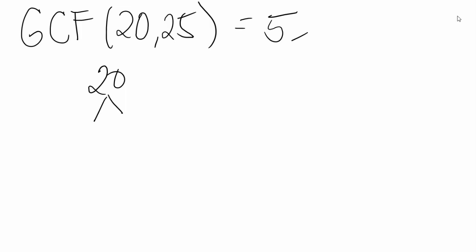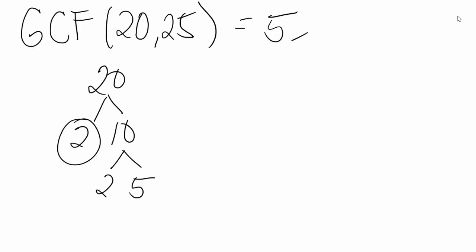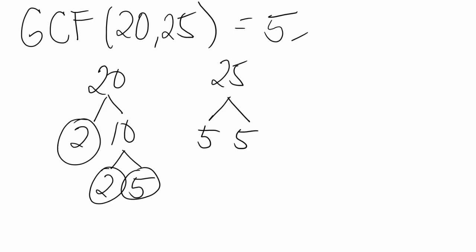So let's try to use the prime factor tree. So for 20, we can break this down into 2 and 10. 2 is a prime number. Then we can divide 10 into 2 and 5. And these two are already prime numbers. For 25, we can use 5 and 5. And these two numbers are already prime numbers.